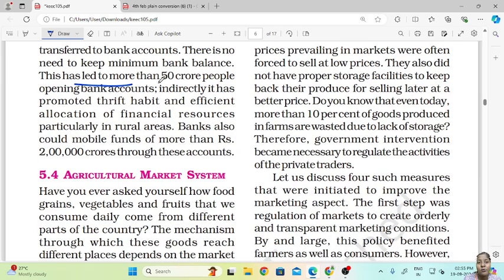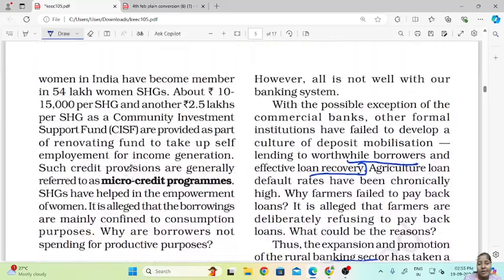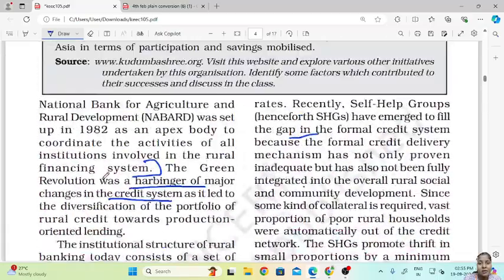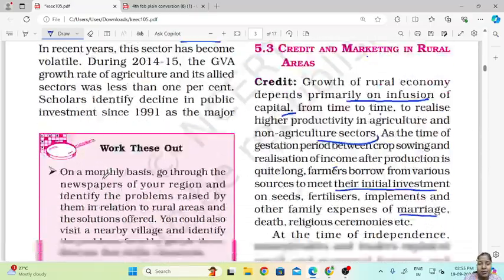This has led to more than 50 crore people opening bank accounts, and it has promoted thrift habit and efficient allocation of financial resources, particularly in rural areas. Banks also mobilize funds of more than rupees 2 crores through these accounts. So this is what we have with regard to rural banking and the credit system, in the case of rural credit and marketing in rural areas.